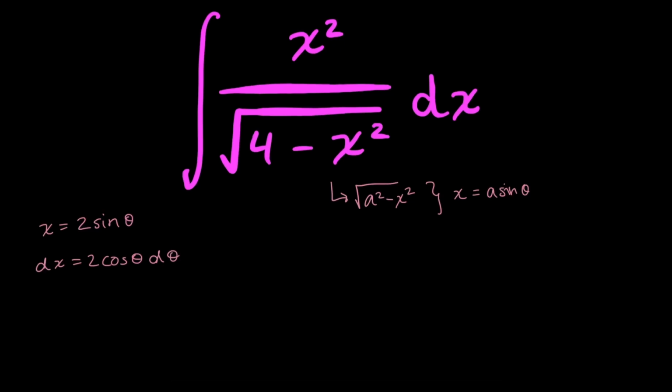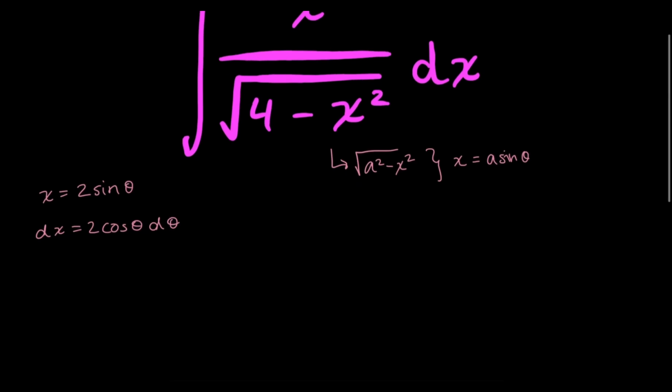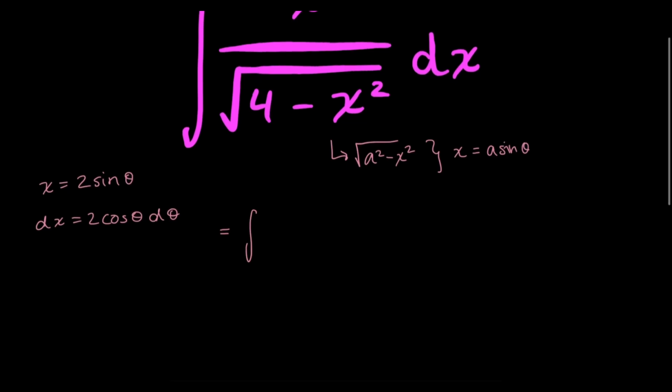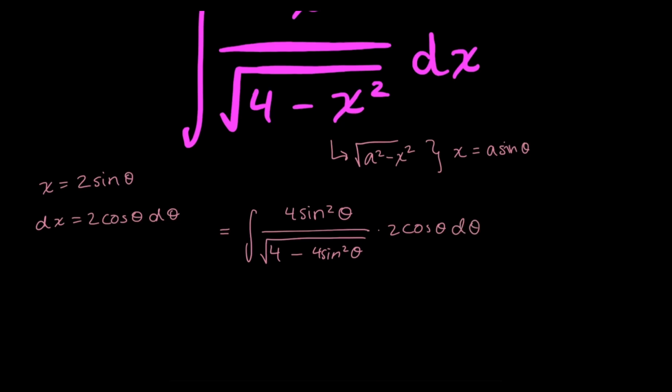Now that I have all my definitions, I could substitute everything into my integral and rewrite it in terms of theta. So this is equal to the integral of x squared, in my case 2 sine theta squared, so 4 sine squared theta, all over the square root of 4 minus x squared. X squared again is 2 sine theta squared, so 4 sine squared theta. And then my dx, I said, is 2 cosine theta d theta, so I'm going to be multiplying that by that as well. And now that's everything rewritten in terms of theta.